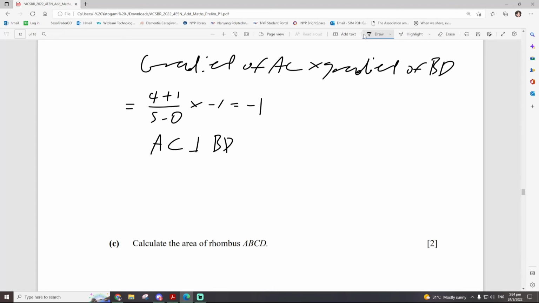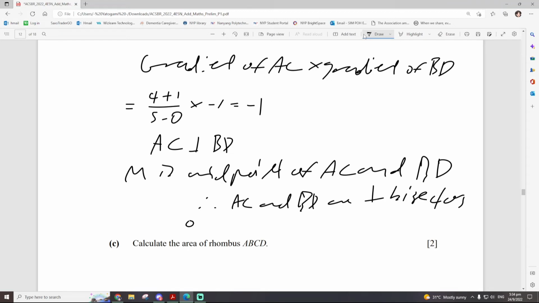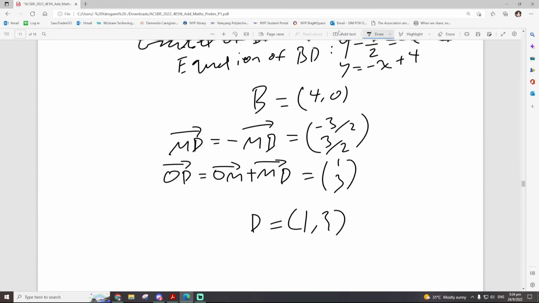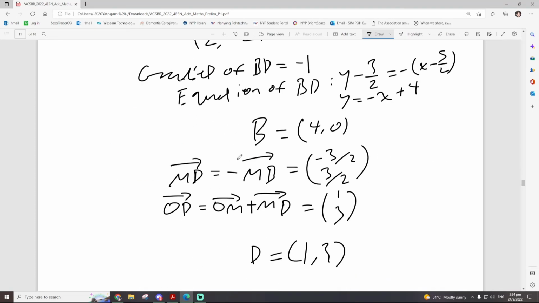Also, M is the midpoint of AC and BD. Therefore, AC and BD are perpendicular bisectors of each other, which gives rise to the fact that this is a rhombus. Of course, you can also use the comparing lengths method. You can show that all 4 of these sides are equal.